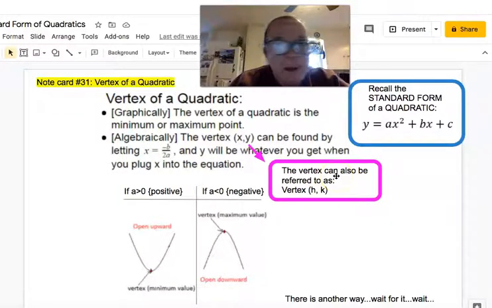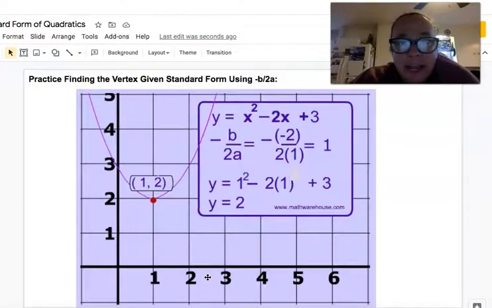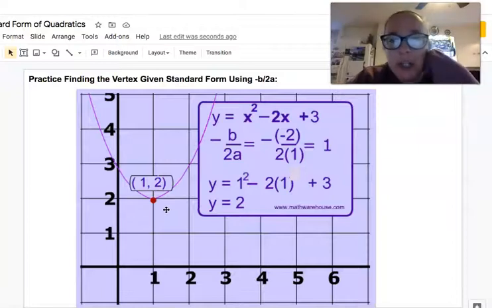Remember, maybe you don't know, maybe this is a remember, maybe it's brand new. The vertex can also be referred to as (h, k), which is very common. I also want to tell you that if the parameter a is greater than 0, meaning positive, it's going to open upward graphically. If it's negative, less than 0, it's going to open downward. We're really going to be looking at graphs this unit, so I want to make sure that you're starting to make some connections. Looking at this is not a note card. I just want you to look at this with me.